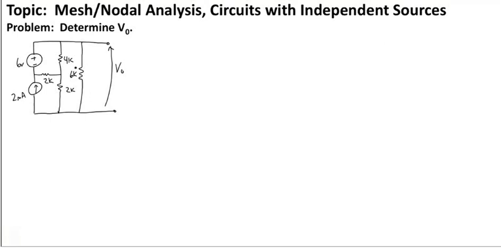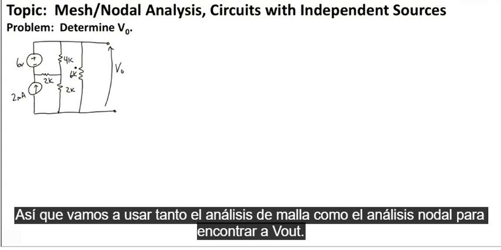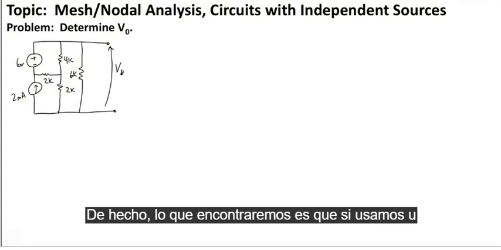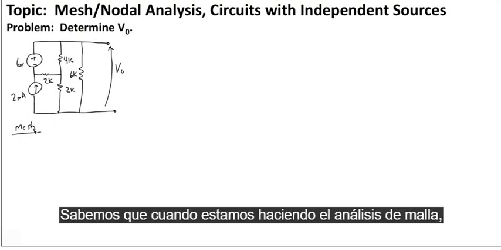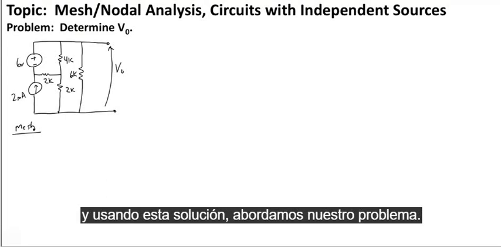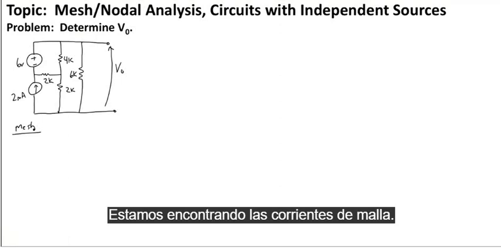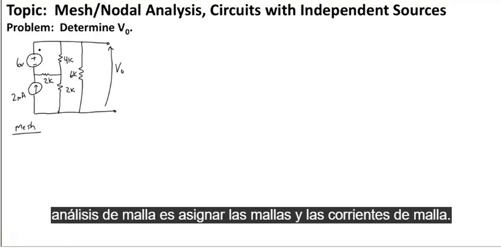So we're going to use both mesh analysis and nodal analysis to find V out. And in fact, what we'll find is that whether we use one or the other, we get the same V out for this problem. So let's start with mesh analysis. We know when we're doing mesh analysis and using it as a solution approach for our problem, we're finding the mesh currents. So the first thing we do for mesh analysis is we assign the meshes and the mesh currents.